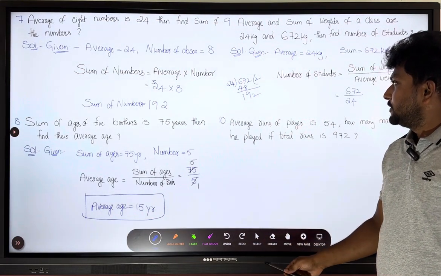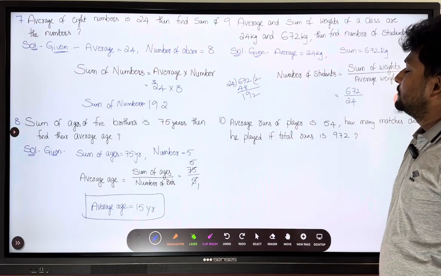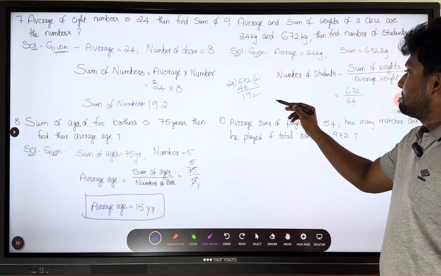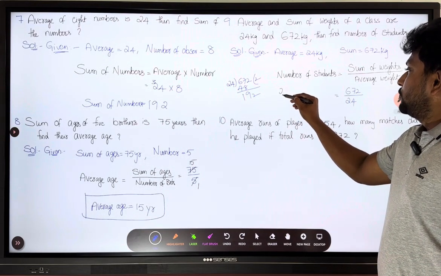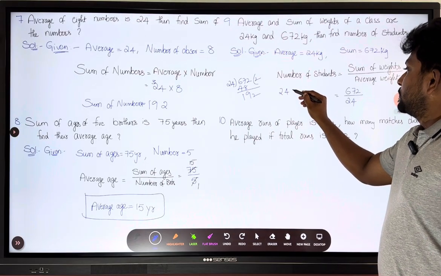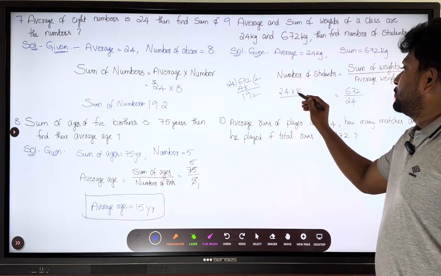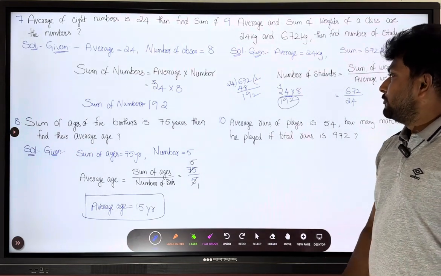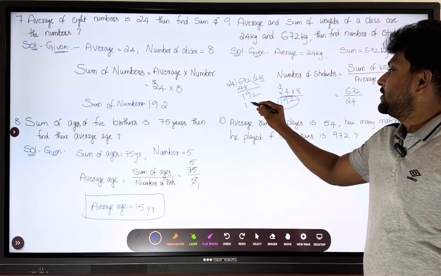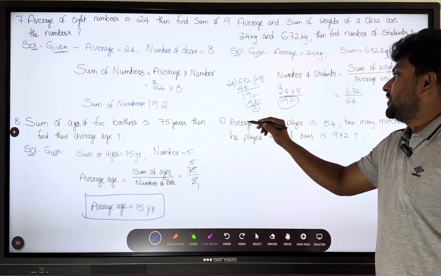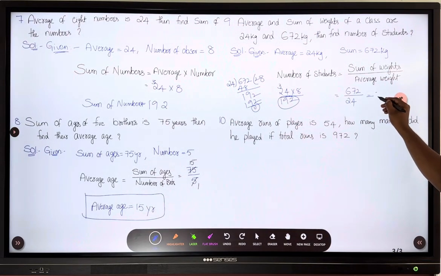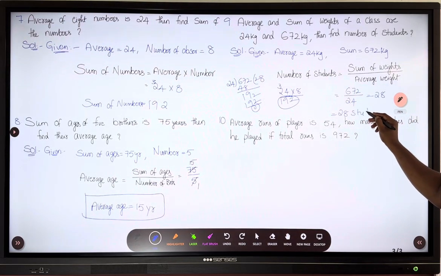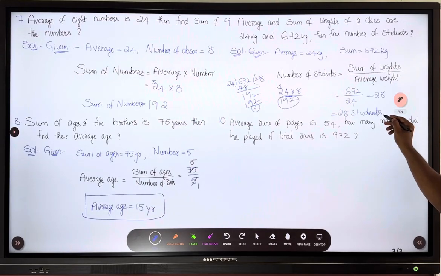So when we get that 24 to what 192, 24 into 8. 8 4s are 32. 8 2s are 16, 19, 192. 24 8s are 192. So which means that there are 28 students in the class. So the value is 28, which means that 28 students. The number of students are 28. There are 28 students in the class.